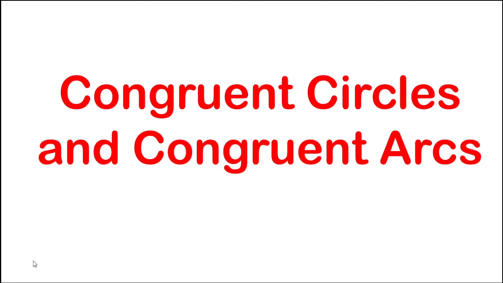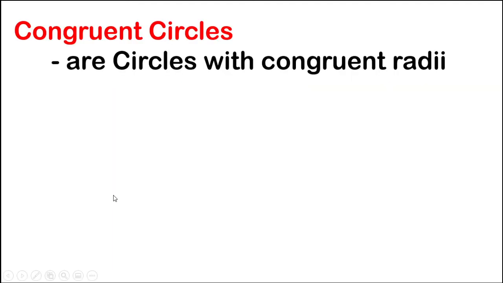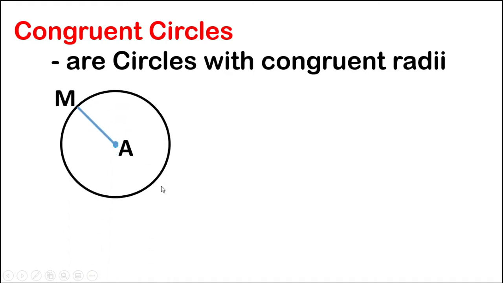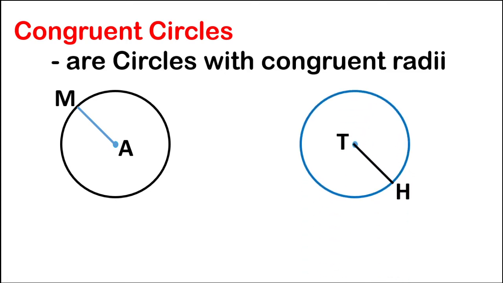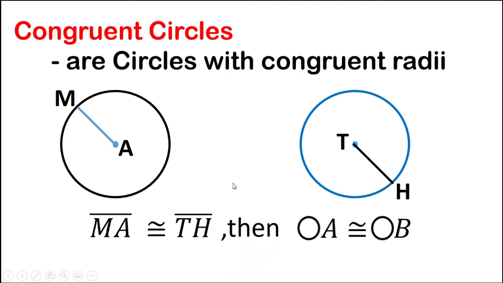Congruent circles and congruent arcs. Congruent circles are circles with congruent radii. Say for instance, in given circle A, we have radius AM. Now in circle T, we have radius TH. Now the condition is that radius MA is congruent to radius TH. If that's the case, then we can say that circle A is also congruent to circle T.